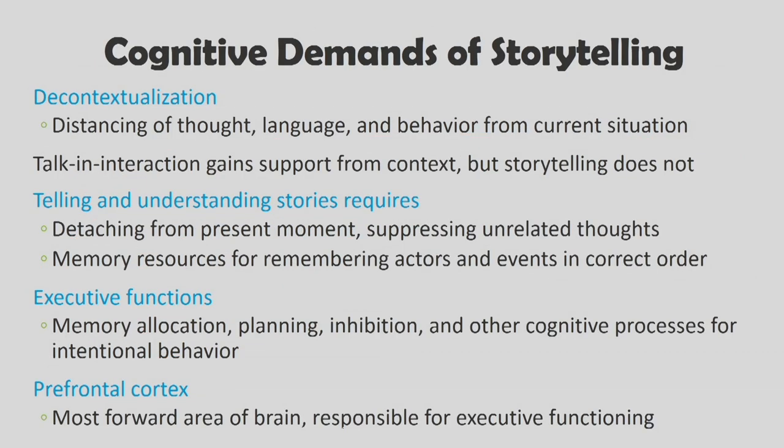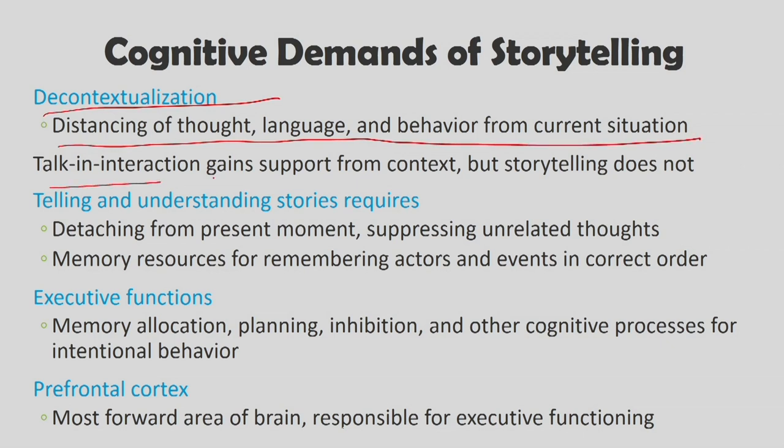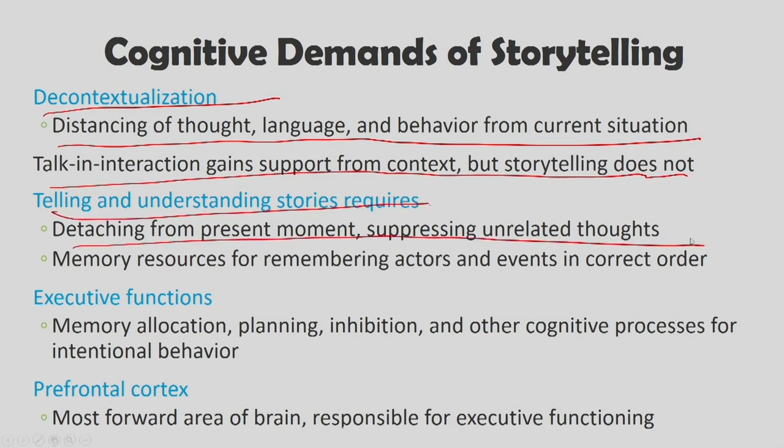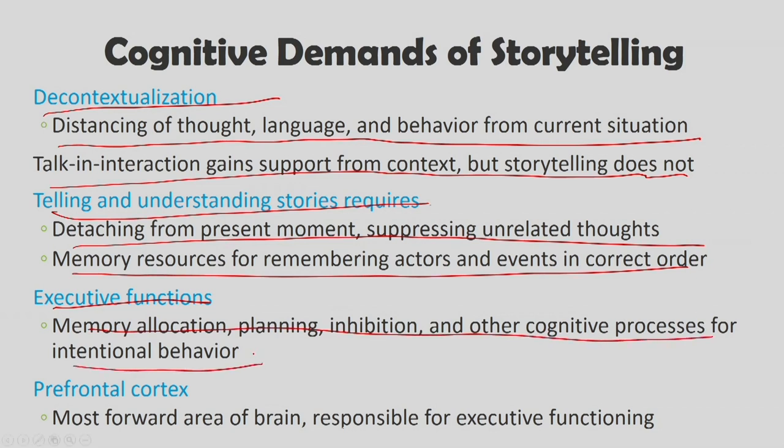Cognitive demands of storytelling, as we saw, is called decontextualization, distancing our thoughts, language and behavior from the current situation. Talking interactions gain support from context, but storytelling does not. Now, telling and understanding a story requires detaching from the present moment, suppressing unrelated thoughts, memory resources for remembering actors and events in correct order, and executive functions, memory allocation, planning, inhibition, and other cognitive processes for intentional behavior.